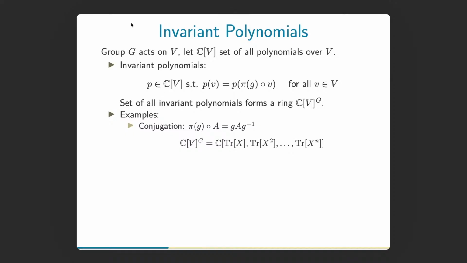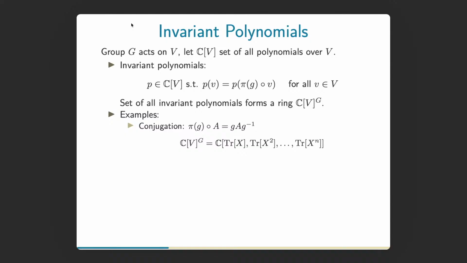So here are some examples. Let's look at the conjugation action. What are some invariant polynomials? I know that the trace of x is invariant, the trace of x squared is invariant, and so on. I also know that the determinant is invariant, but you can write the determinant from these polynomials. Essentially you can prove that the set of all invariant polynomials for the conjugation action is generated as a C-algebra by all of these polynomials.